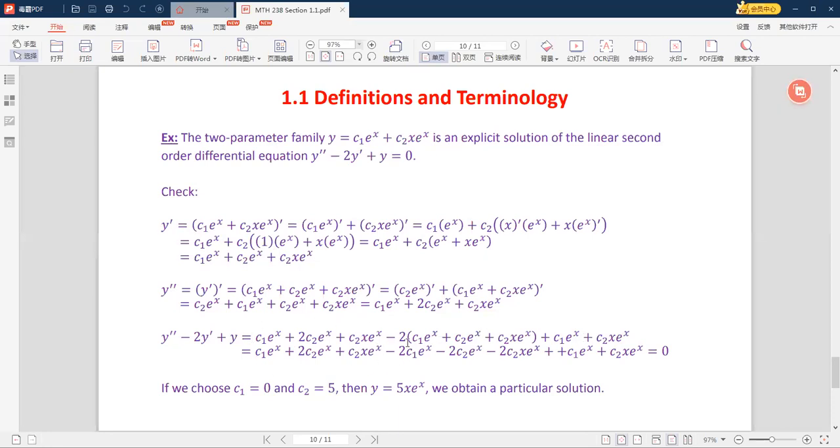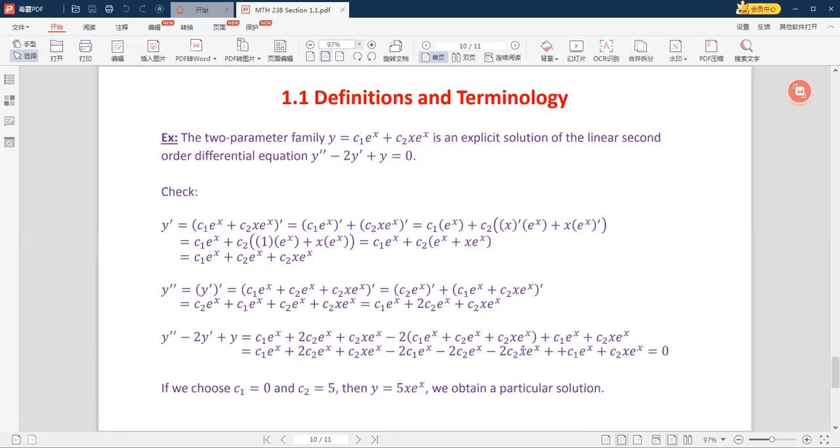Okay. So in the second part, you can distribute the minus 2 to everything, and we get minus 2 c1 e to the x minus 2 times c2 e to the x minus 2 c2 x e to the x plus c1 e to the x plus c2 x e to the x. I don't know why I wrote 2 plus signs in here. I don't need 2 plus signs. Okay.